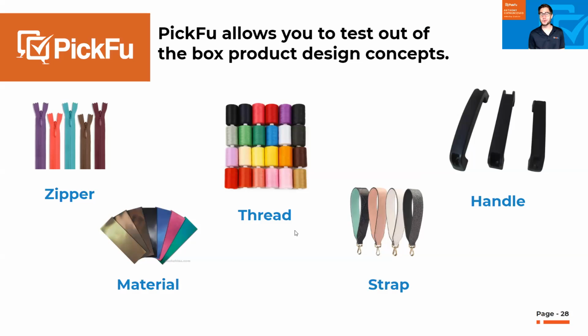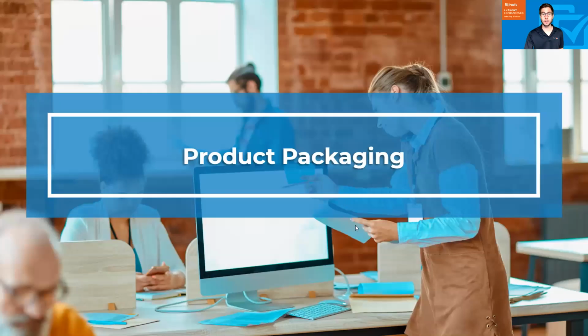So what I like to do is I like to take a product when I'm manufacturing it, and I like to break it down into all of its individual components. So things like your zipper type, your material finish, your thread color, your handle type. Again, these are all small little changes, but PickFu can help you kind of take some of the guesswork out of even designing your products to create something that's going to be a better value to the customer.